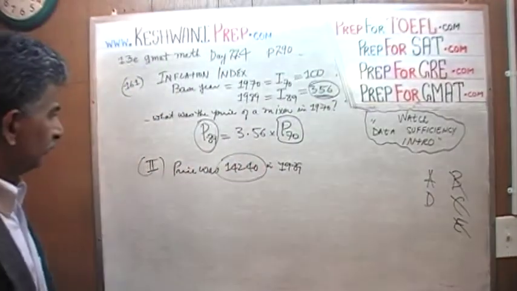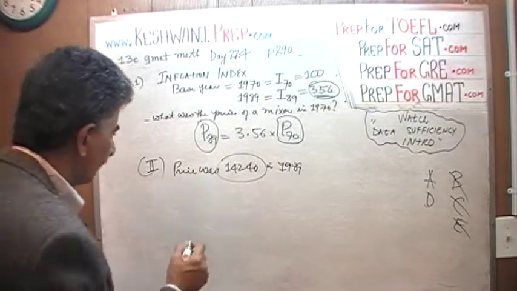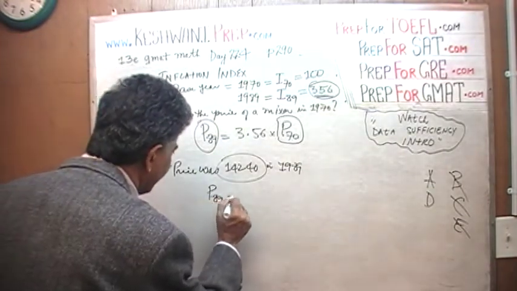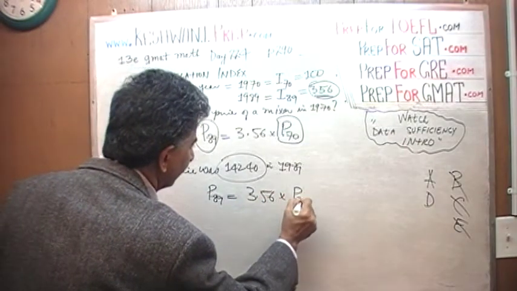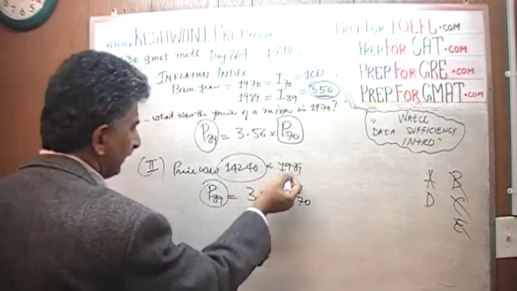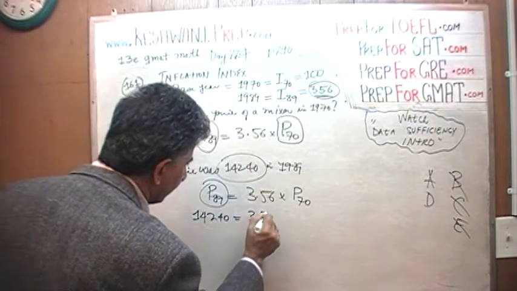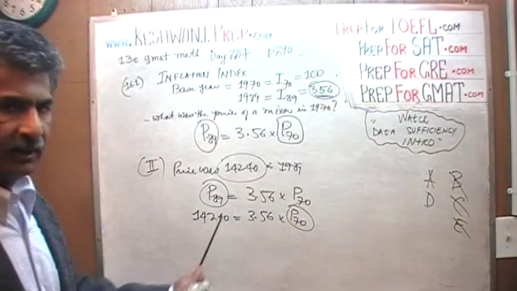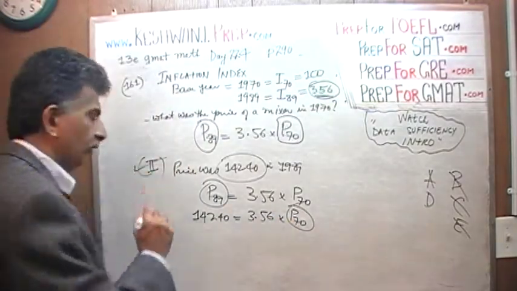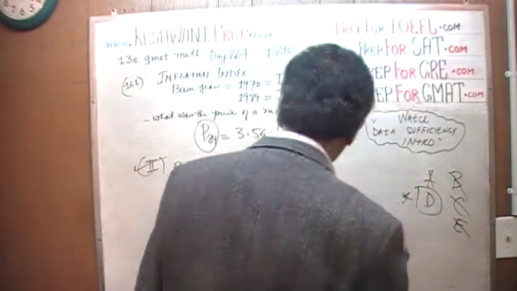So the price was $142.40 in 1989. This is too straightforward. So the price in 1989 equals 3.56 times the price in 1970. We know the price in 1989 is this much right here, 142.40, equal to 3.56 times the price in 70. Of course we can solve for it. We just have to divide one by the other. The second statement by itself is also enough. Therefore the answer is D.